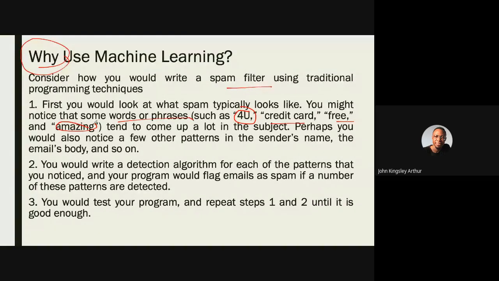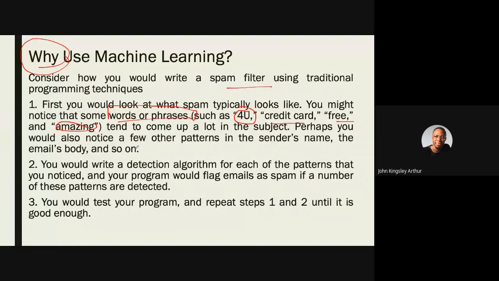To identify spam or ham, it is dependent on what? Some set of words. So based on this set of words, we will classify a mail as what? Spam or ham. Perhaps you would also notice a few other patterns in the sender's name and the email body and so on. These are all other attributes that you can use to identify spam.